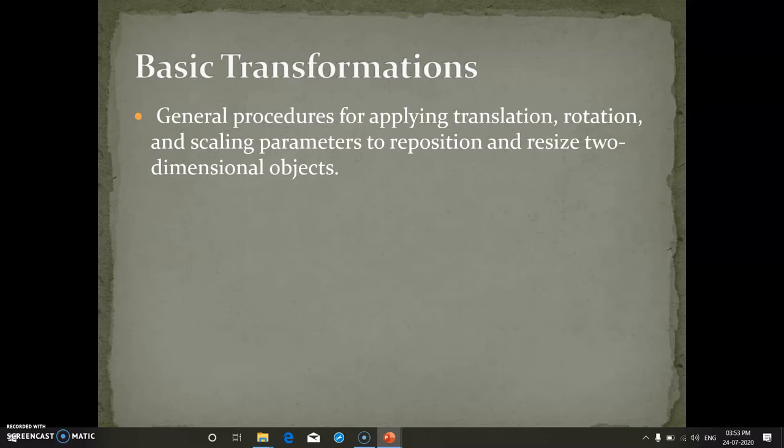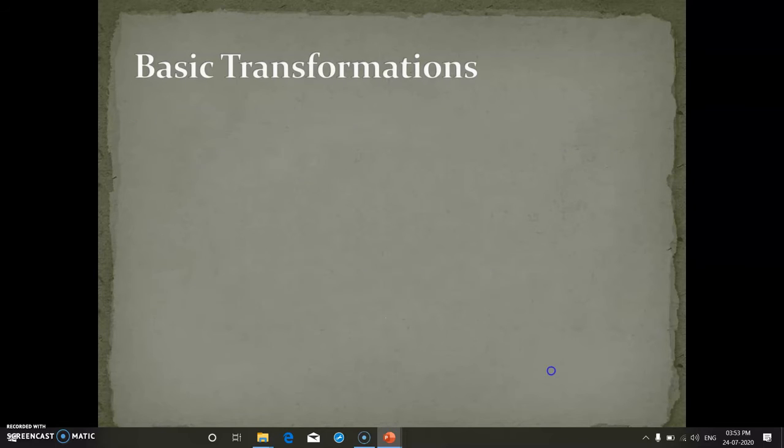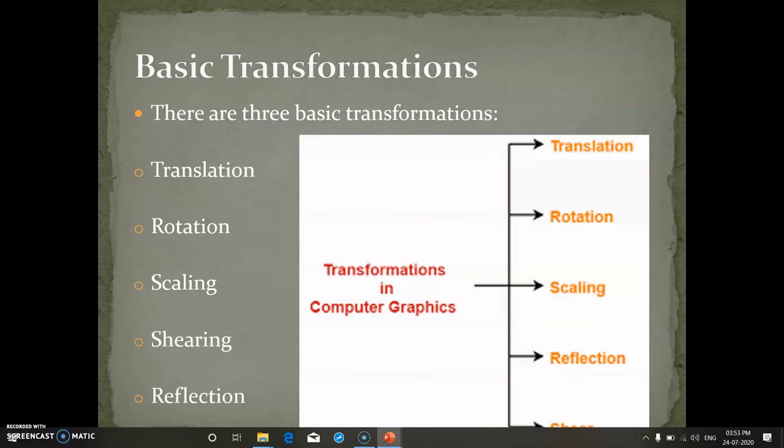Transformation equations can be expressed in a matrix formulation that allows efficient combination of object transformations. So we are finding transformation equations in a matrix format. Now there are three basic transformations: translation, rotation and scaling. Along with these, we are also studying two additional transformations, that is shearing and reflection. So this is how transformation in computer graphics looks.